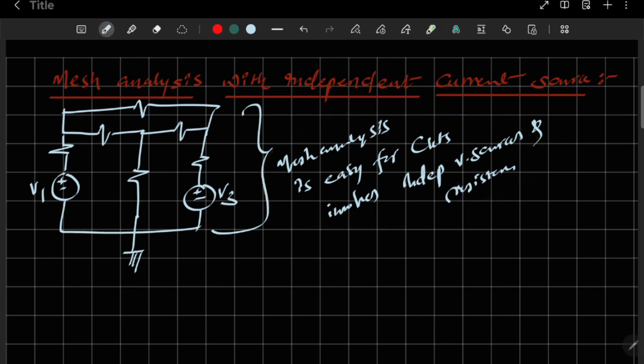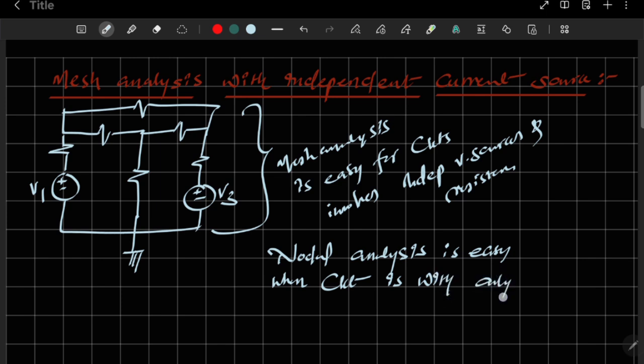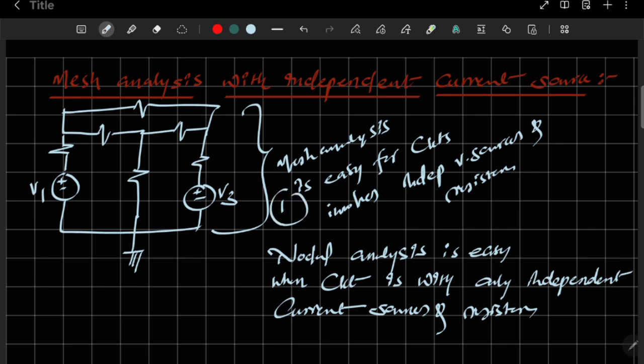How? Nodal analysis is easy when the circuit is with only independent current sources and resistors. So these are the points you can remember.